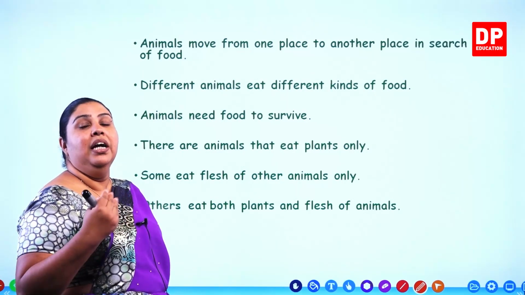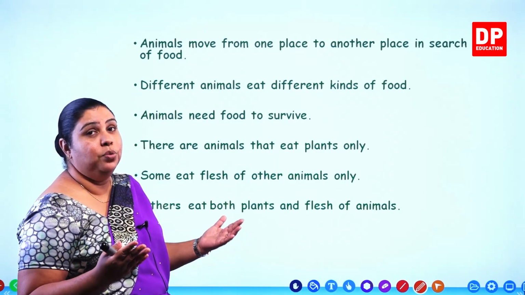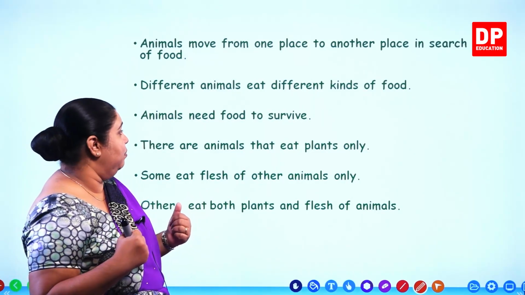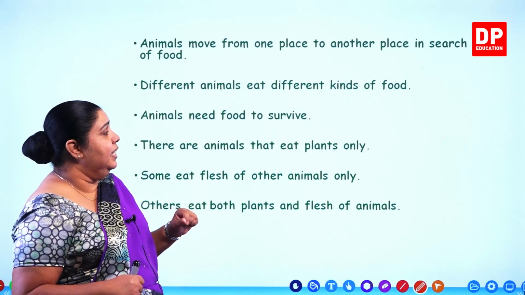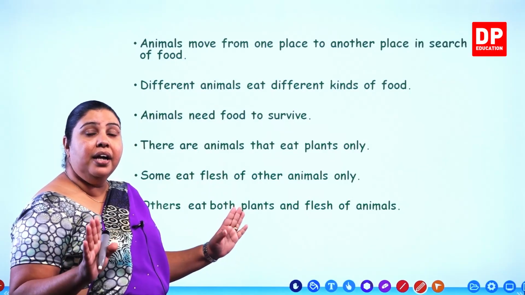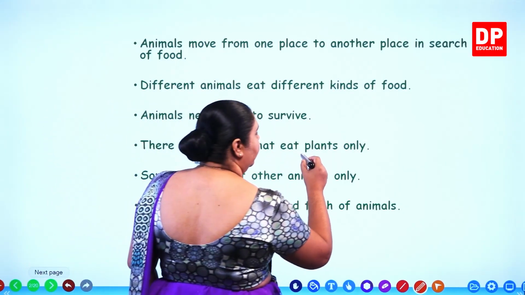So they have to live. In order to live, they have to find food and they have to go looking for food for them to eat and survive. There are animals that eat plants only. There are animals that eat plants only.